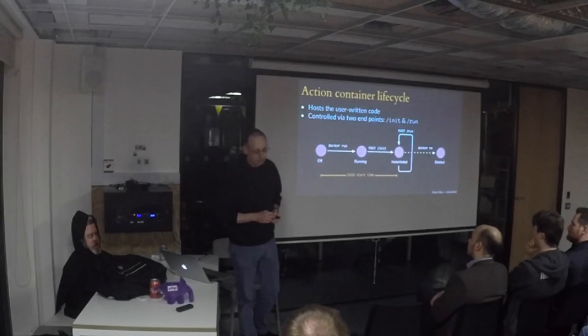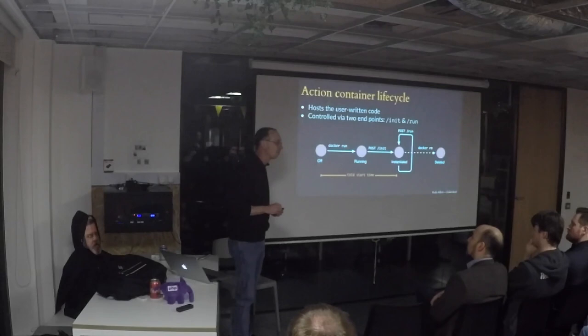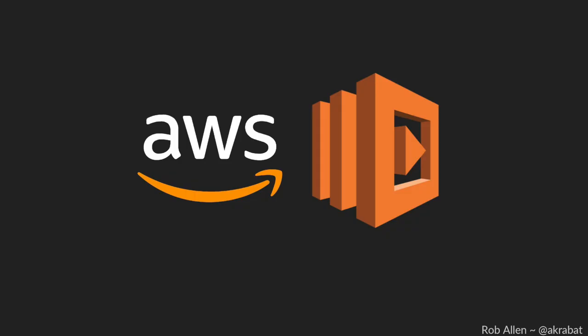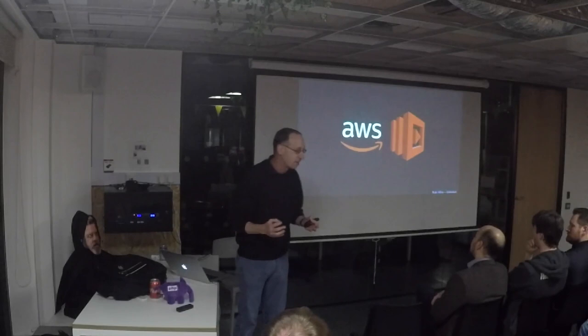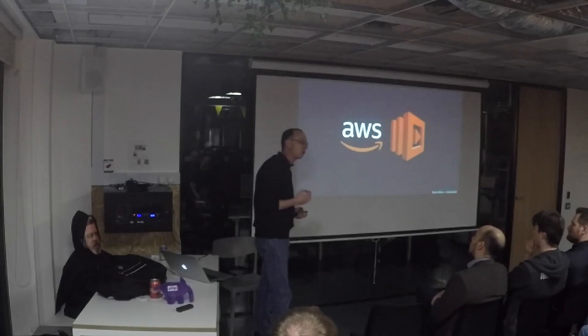So that's Apache OpenWhisk. Practically, most of you don't have IBM Cloud accounts, do you? How many of you have an Amazon account, an AWS account? A few more of you. So let's talk about Lambda. Lambda is obviously the big supplier in this space. They are arguably virtually a monopoly in some ways.